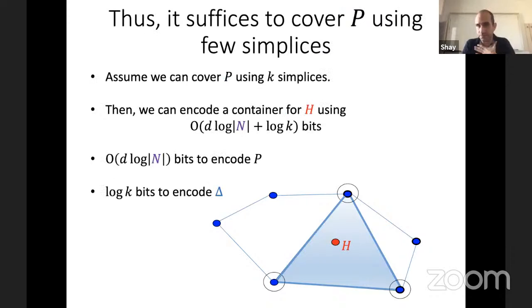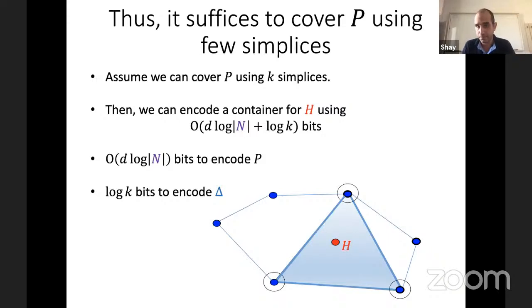So if we can somehow cover this polytope P using few simplices, we can just send the name of the simplex. We can encode these d plus one half spaces by the name of the particular simplex that covers the input point, the input half space. So if we can cover P using, let's say, K simplices, then we can encode a container for the input half space H using order of d log N plus log K bits. Why d log N plus log K?